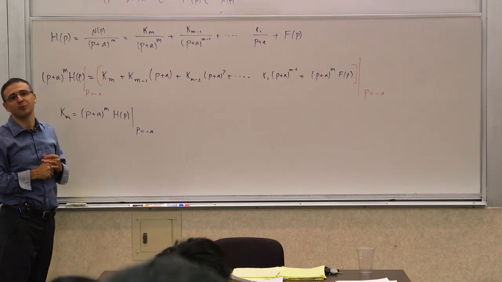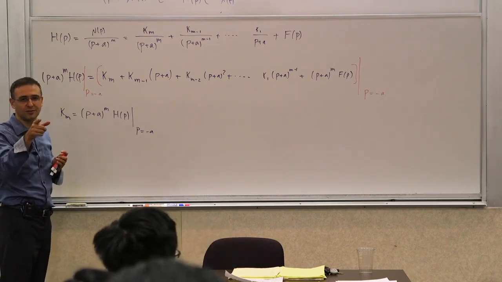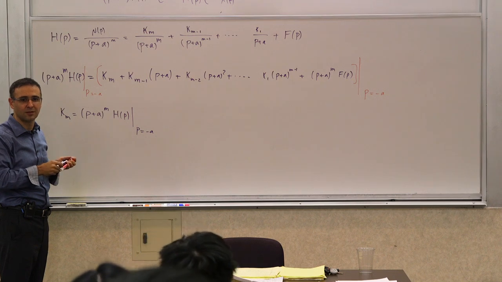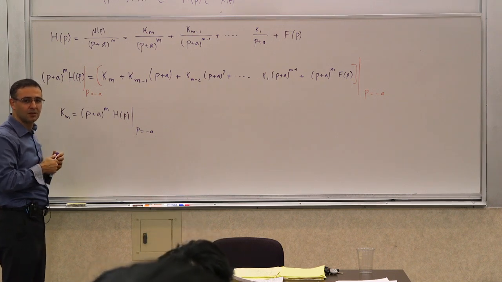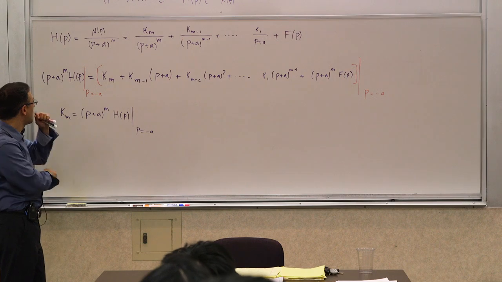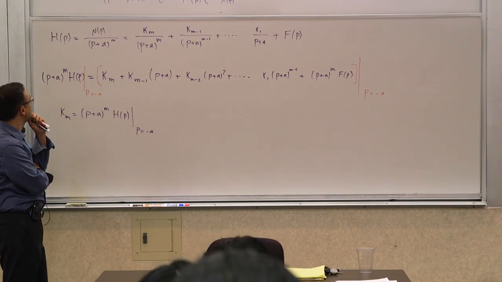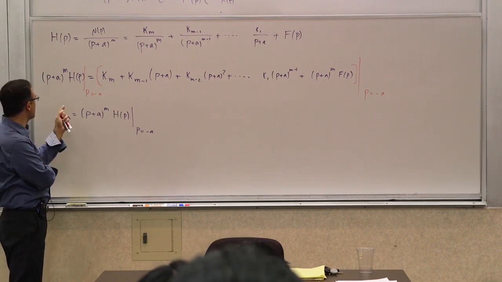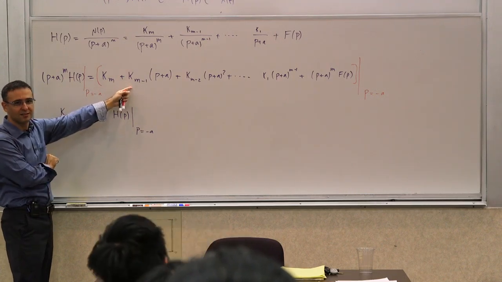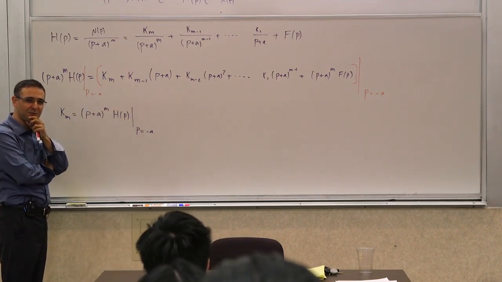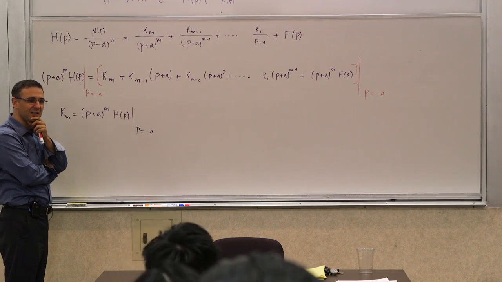How do we calculate that one? Oh, you have a question? Yeah, go. Oh, you want to say the next one? It's okay. Go ahead. So you're saying subtract this from that, and then divide by p plus a to the n minus, well, yeah, basically.